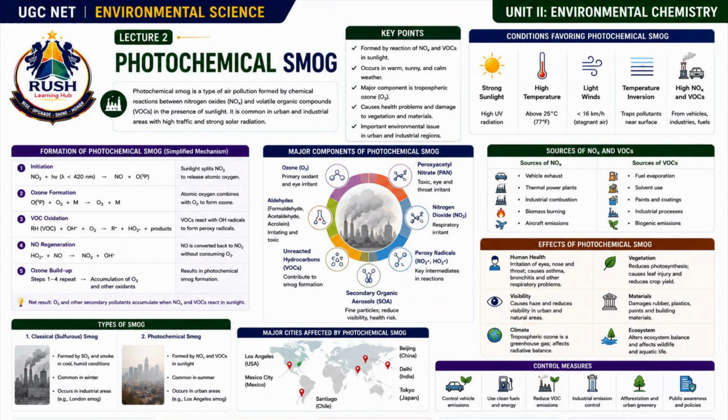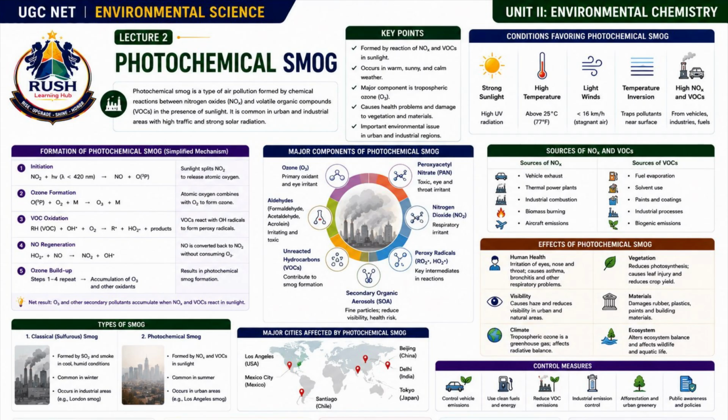The second component is peroxyacetyl nitrate, commonly known as PAN. PAN is a secondary pollutant formed during photochemical reactions involving nitrogen oxides and organic compounds. It causes eye irritation and plant damage. The third component consists of nitrogen dioxide and other nitrogen oxides. These gases contribute to atmospheric oxidation and respiratory problems.